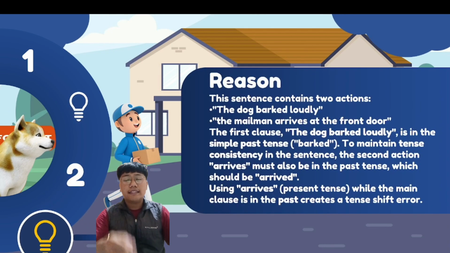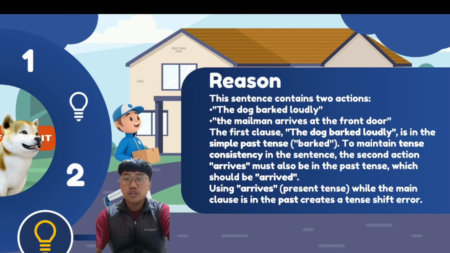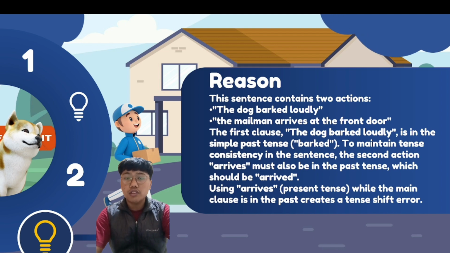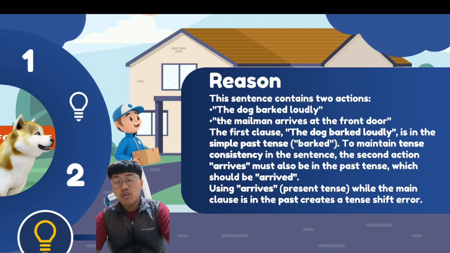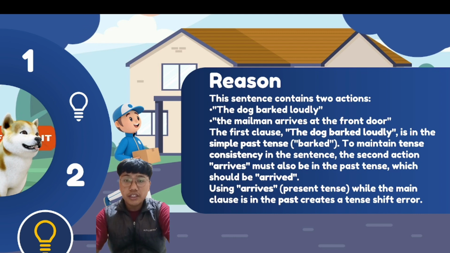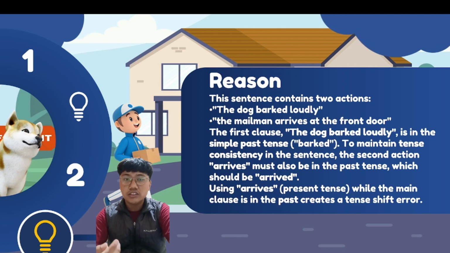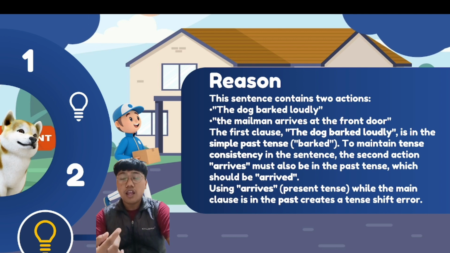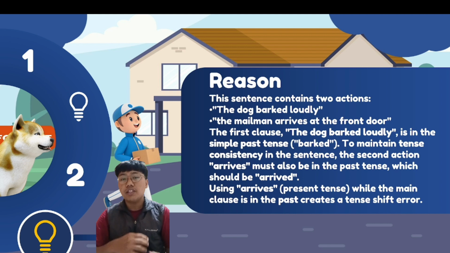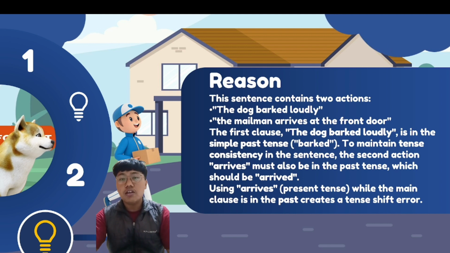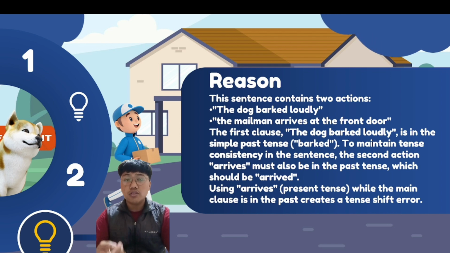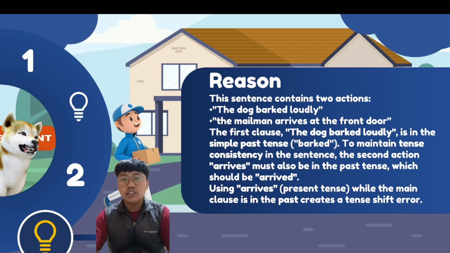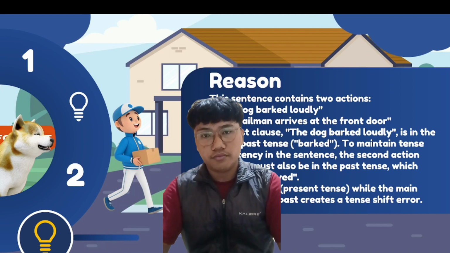Okay. The error is in C because this sentence contains two actions: the dog barks loudly and the mailman arrives at the front door. The first clause, the dog barks loudly, is in simple past tense. To maintain tense consistency in the sentence, the second action, arrive, must also be in the past tense, which should be arrived. Using arrives while the main clause is in the past creates a tense error.